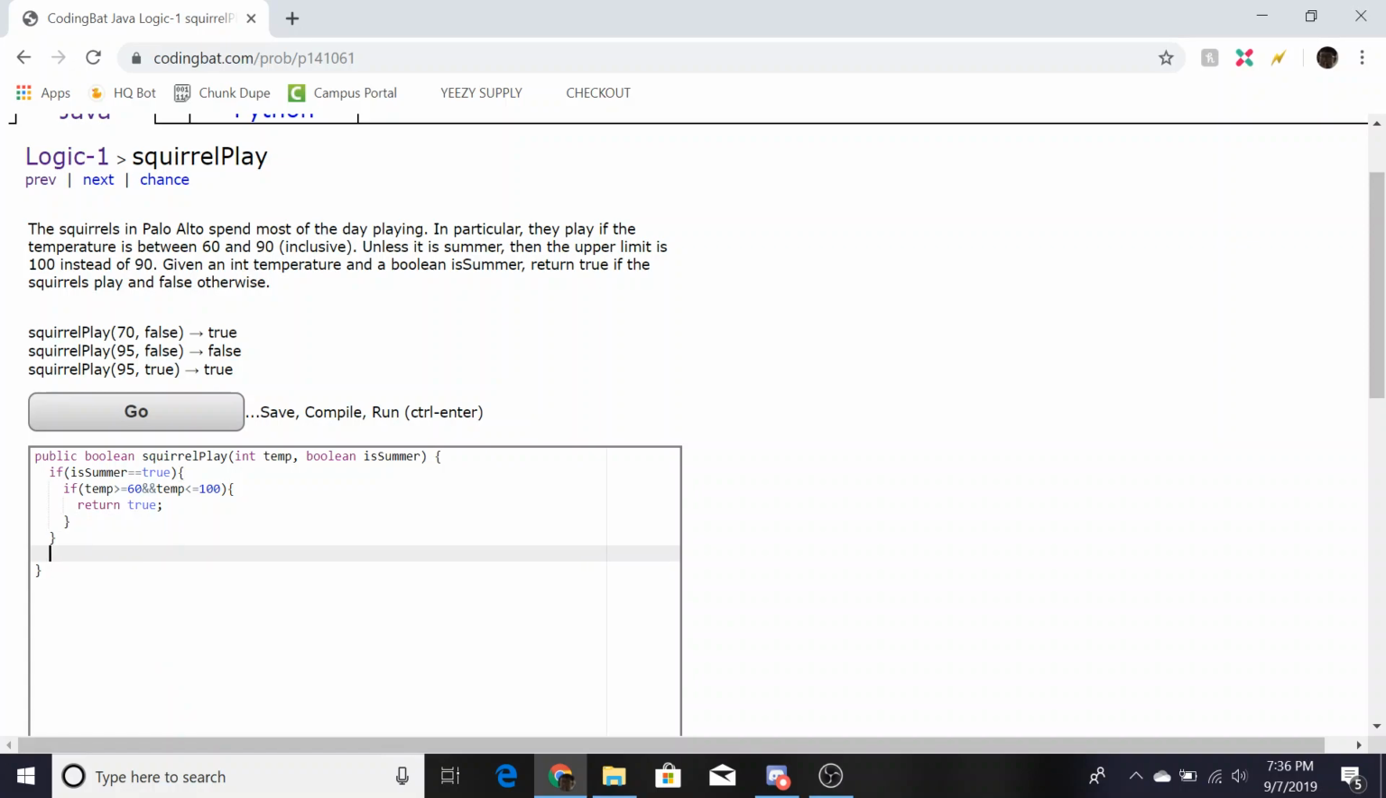But else if isSummer == false, which means that it is not summer, if temp is greater than or equal to 60 and temperature is less than or equal to 90, then return true. Otherwise, return false, since if anything else, it will return false. And let's see if this works.